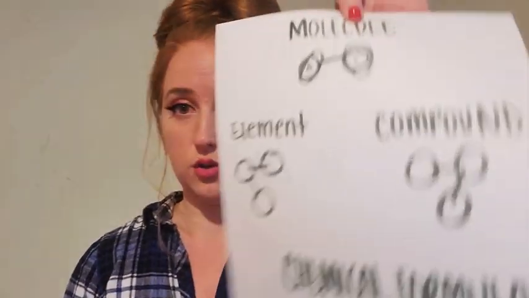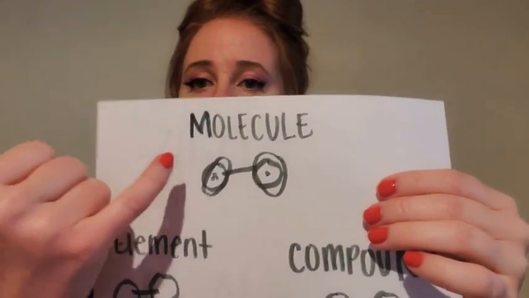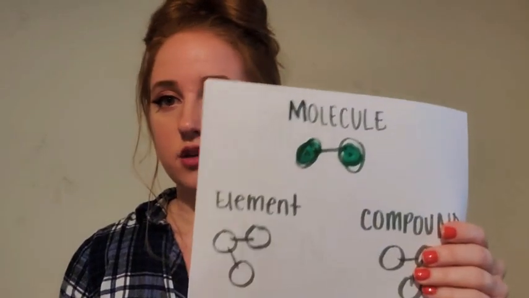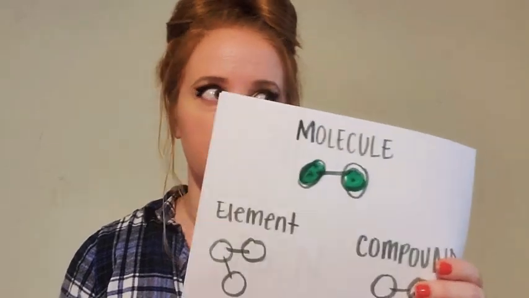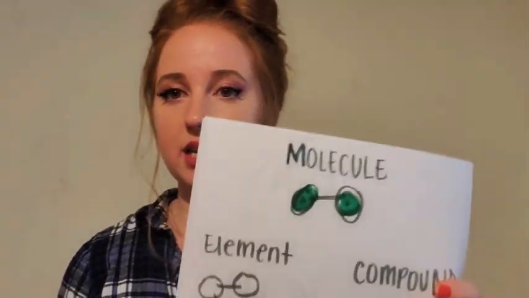So basically a molecule is just two or more atoms bonded together. So this could be two gold atoms. This could be a hydrogen and an oxygen. It could be anything as long as it's two or more atoms bonded together.